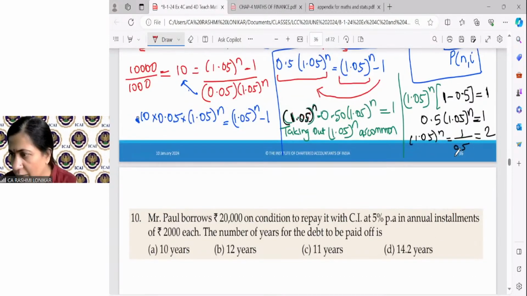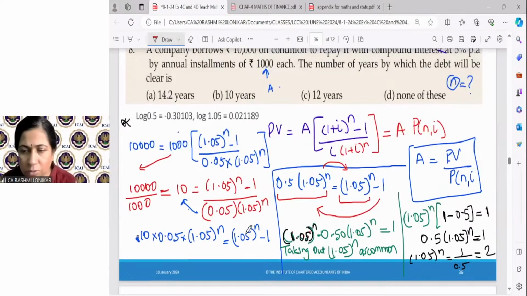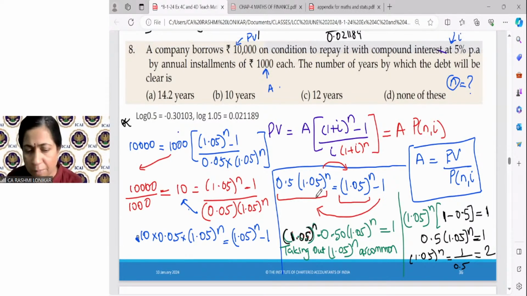Okay, so we are here. Either you can use this method, take the logs at the end and do it. This is also very simple. Some people, I don't know why, keep telling students, "Hey, it's very difficult, just do it by options."